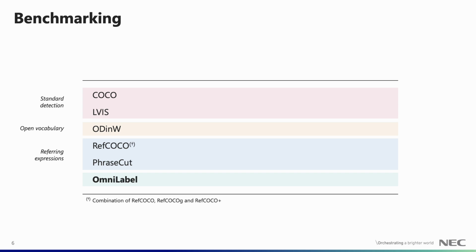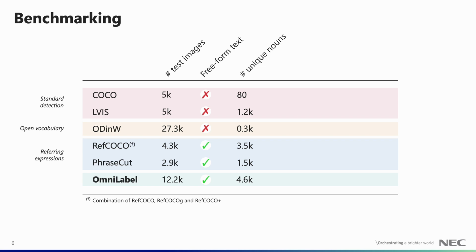Now let's compare the OmniLabel benchmark to existing ones. Let's start with a simple feature. We have a sizable number of test images. And although the object detection in the wild benchmark has more images, it does not provide free-form text to describe objects. The descriptions of our benchmark are diverse, with around 4,600 unique nouns.